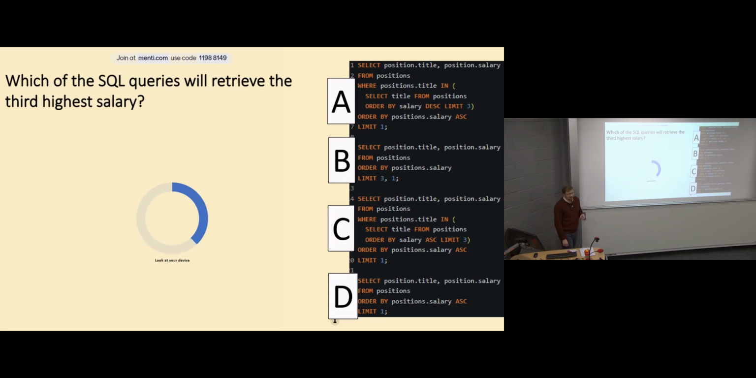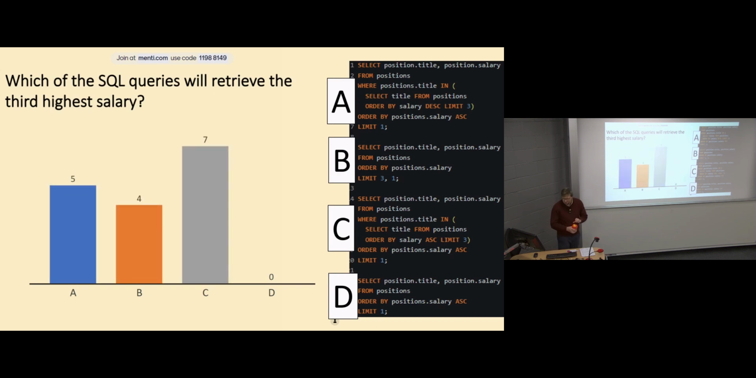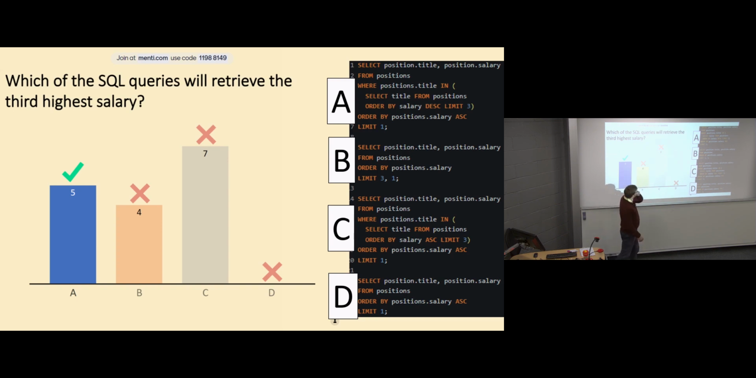Which of the SQL queries will retrieve the 3rd highest salary? Ooh, now that's a split. Okay, what have we got here? So A is correct. C, misconception. What happened here? A and C are identical except for one thing. It's ascending. So you're going to get the third smallest salary for this one. It's descending because you want it to go from high to low.